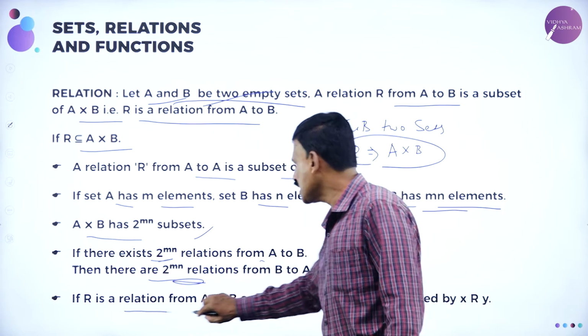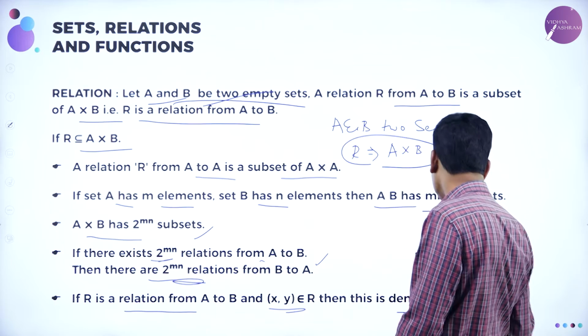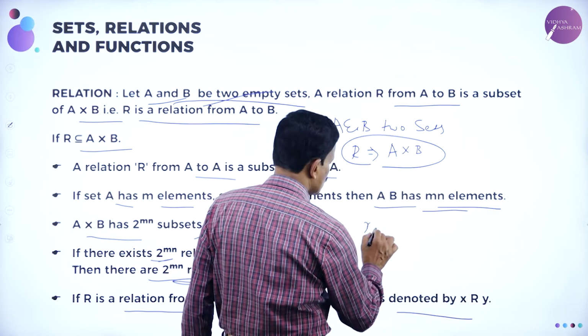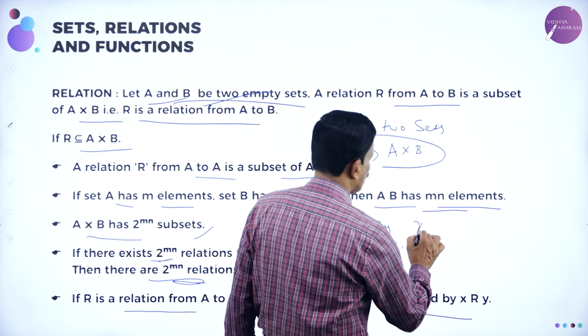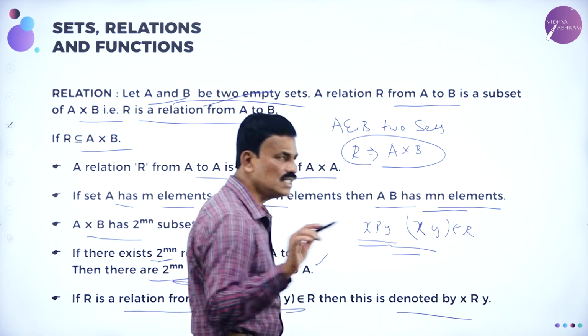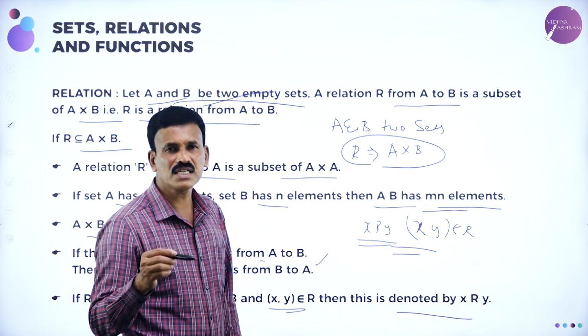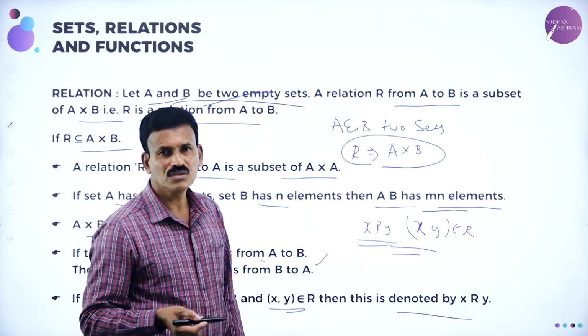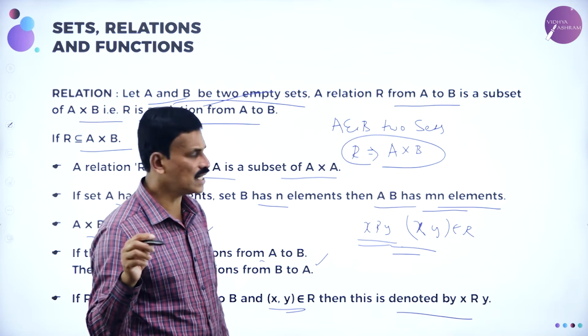If R is a relation from A to B and (x, y) belongs to R, then this is denoted as x is related to y. X is related to y means that (x, y) belongs to R. So in general, for any two sets A and B, a subset of A cross B is called a relation.